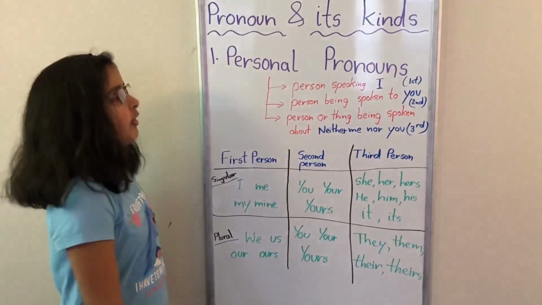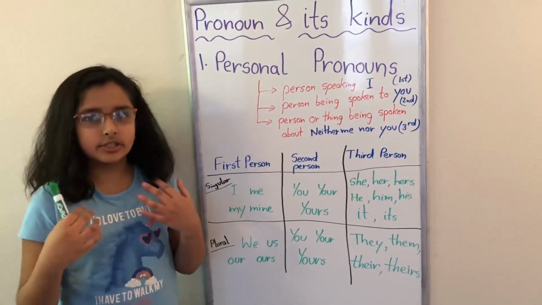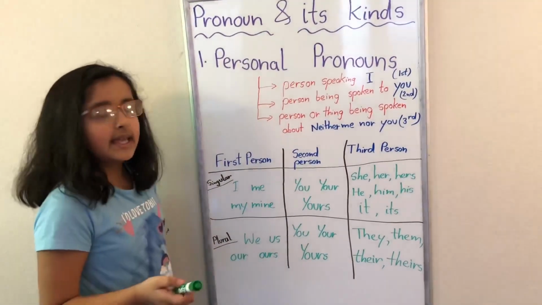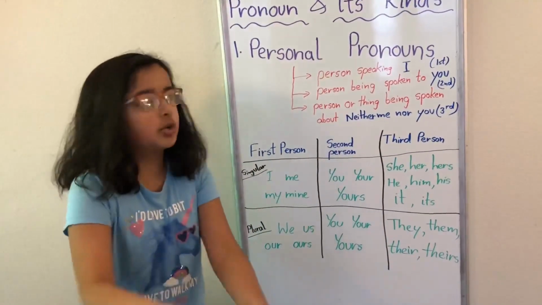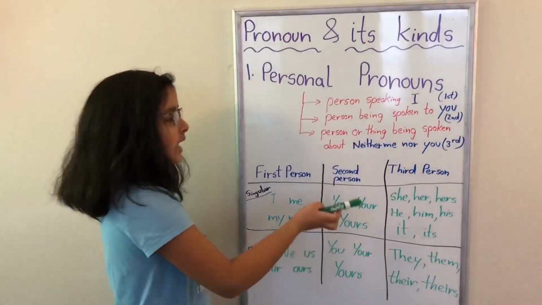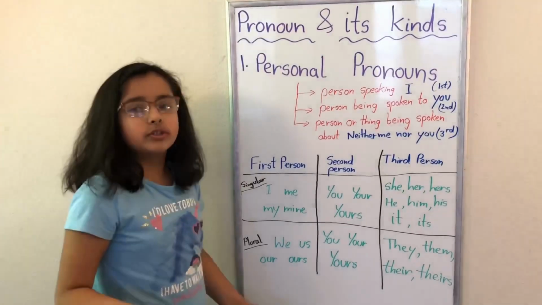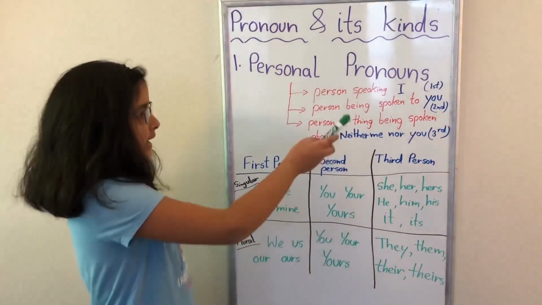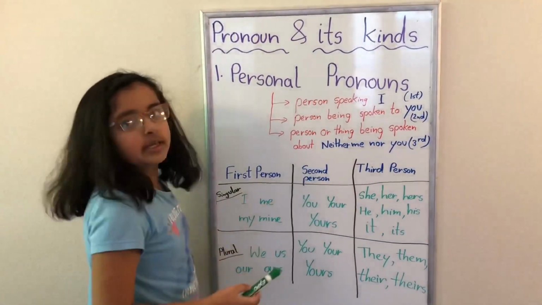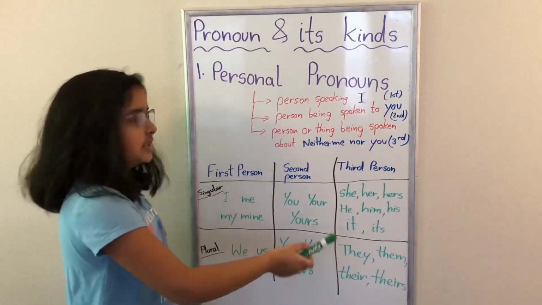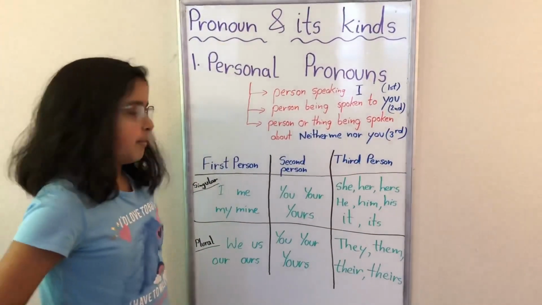A personal pronoun can be referring to the person speaking, and I am speaking, so I is a personal pronoun. It can be referring to the person being spoken to. I am speaking to you, so you is the personal pronoun. And it can be referring to the person or thing being spoken about, which is neither me nor you. The person speaking is called first person, the person being spoken to is second person, and the person or thing being spoken about is third person.